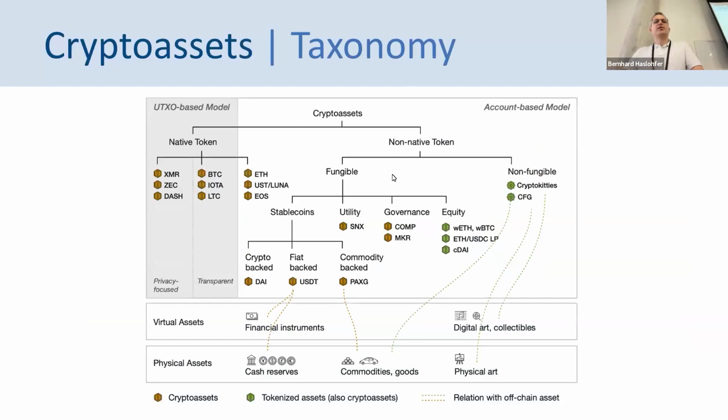You might also be aware that the crypto asset space is not only Bitcoin anymore. Bitcoin is a native token deployed on a so-called UTXO-based ledger, and there are many altcoins derived from Bitcoin, of course. You also have privacy-focused coins. But I would say the large spectrum of crypto assets is nowadays happening on account-based models like Ethereum, and they are used for all sorts of purposes.